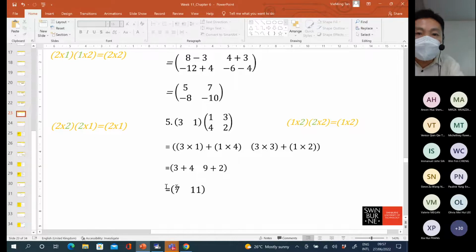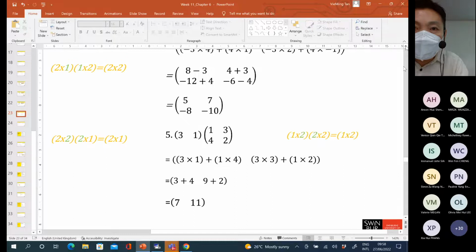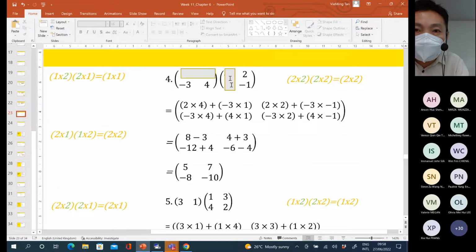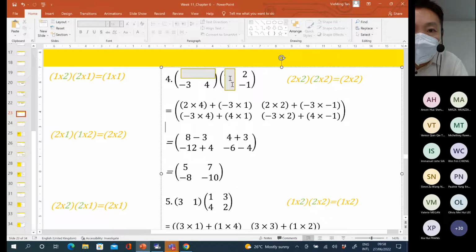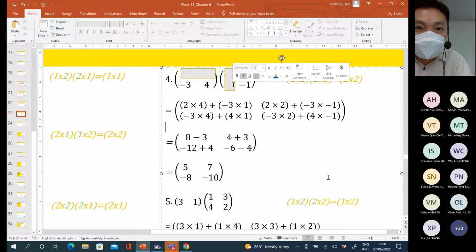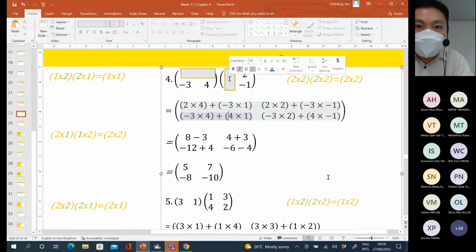So 7 is obtained using the first row multiplied with the elements of the first column in matrix B. So we need to hide this part. Okay, I move the bar to here. See whether I can move this bar or not. Otherwise, I have to create another bar.